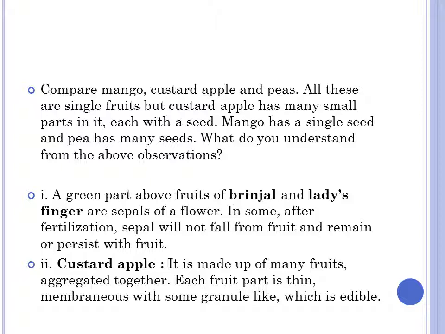Compare mango, custard apple and peas. All these are single fruit, but custard apple has many small pods in it, each with a seed. Mango has a single seed and pea has many seeds. What do you understand from the above observations? A green part above fruit of brinjal and lady's finger are sepals of a flower. In some, after fertilization, sepal will not fall from fruit and remain or persist with fruit. Custard apple is made up of many fruits aggregated together. Each fruit part is thin, membranous with some granule-like parts which are edible.